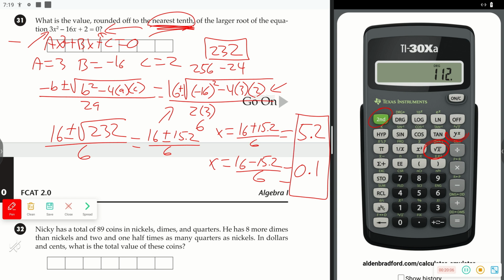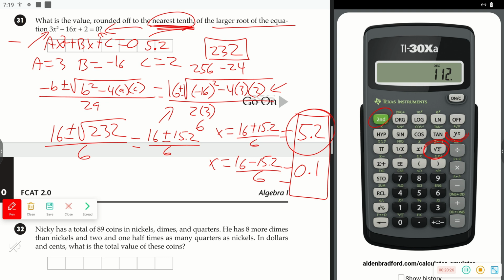But if we look at what it asked, it says the larger root of the equation. The larger, 5.2 is greater than 0.1. So in your box, you would put your answer as 5.2. And that's the answer for number 31.